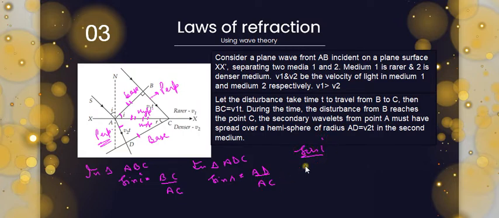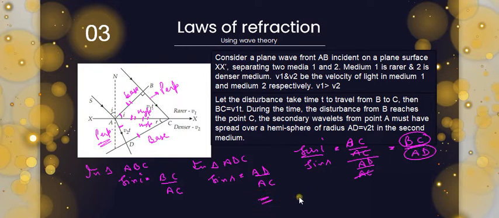Now evaluate sin I by sin R. So it is BC upon AC divided by AD upon AC. Now AC cancels out, so you will be left with BC upon AD. So sin I by sin R is BC by AD. Clearly BC is a distance and AD is again a distance. If V1 is the velocity of the wave in medium 1, this distance can be written as velocity into time, because the time taken by the wave from point B to C is equal to the time taken by the wave to reach from point A to D.